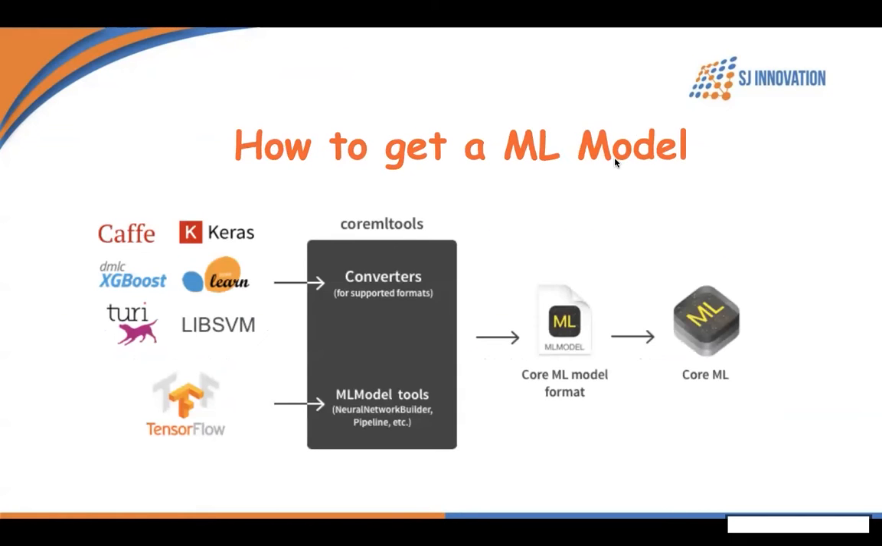Okay, so this is how you get a CoreML model. These are the libraries used to create ML models. You can create ML models with these libraries, and you can use a tool called CoreML Tools to convert that into an ML model, because CoreML Tools is built in Python and C++, and then you can use that model in CoreML.